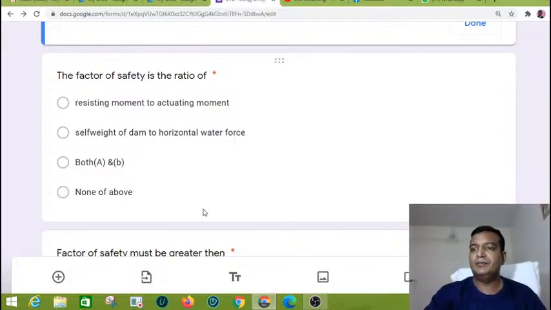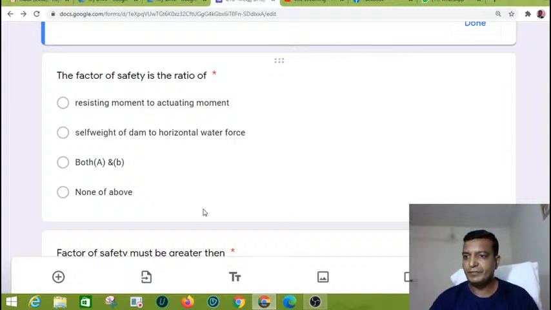Second objective: factor of safety is the ratio of. Please call your friends, intimate them on WhatsApp that the session has already started, and let them join as fast as possible. Factor of safety is the ratio of: A, resisting moment to actuating moment; B, self weight of the dam to horizontal water force; C, both A and B.